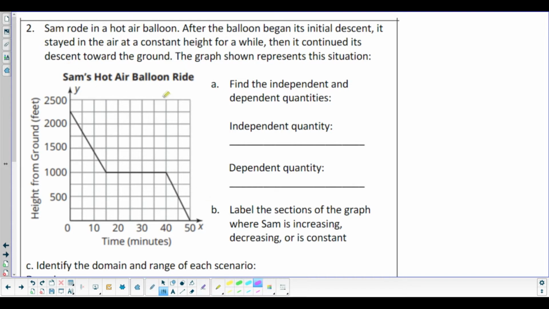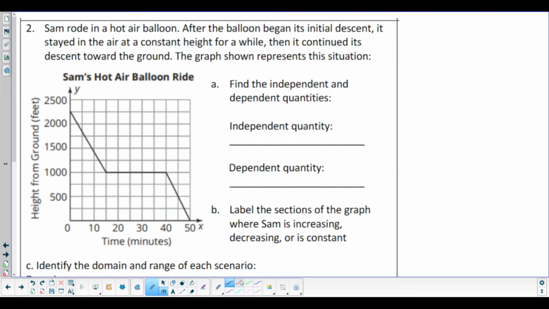Sam rode in a hot air balloon. After the balloon began its initial descent, so he's already been riding for a while, but now it's heading down, it's on its way down, it stayed in the air at a constant height for a while and then continued its descent towards the ground. The graph shown represents this situation. Okay, here's the graph.